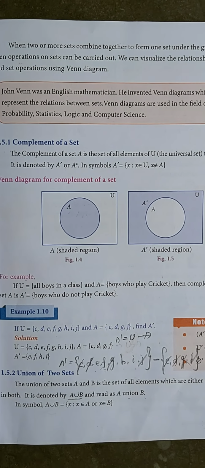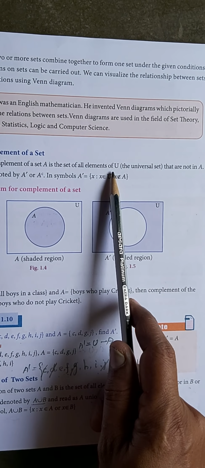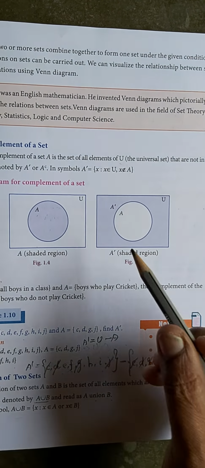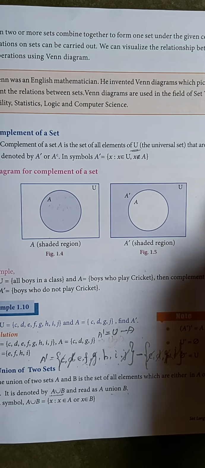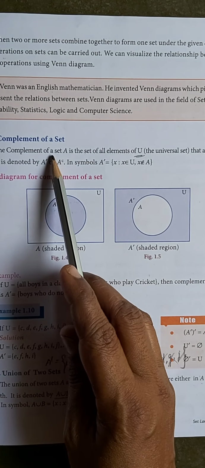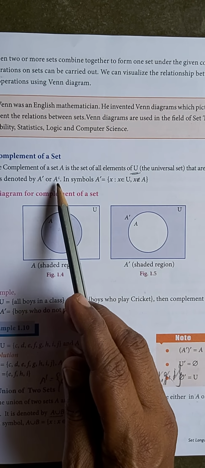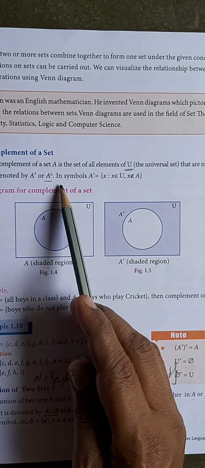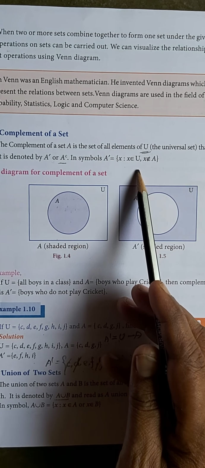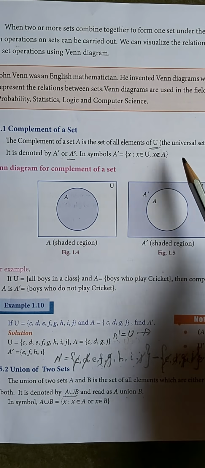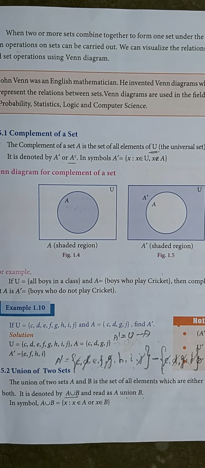Complement of a set. The complement of set A is the set of all elements of U, where U means the universal set, that are not in A. It is denoted by A dash or A power C. That is A complement, denoted like A power C. In simple terms, A dash equals the set of X such that X belongs to U and X does not belong to A. That is complement of a set.